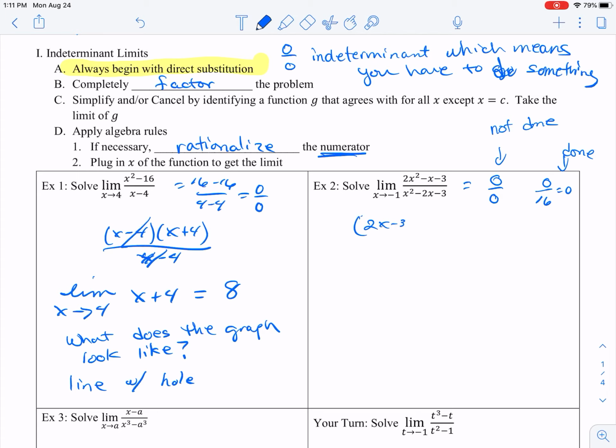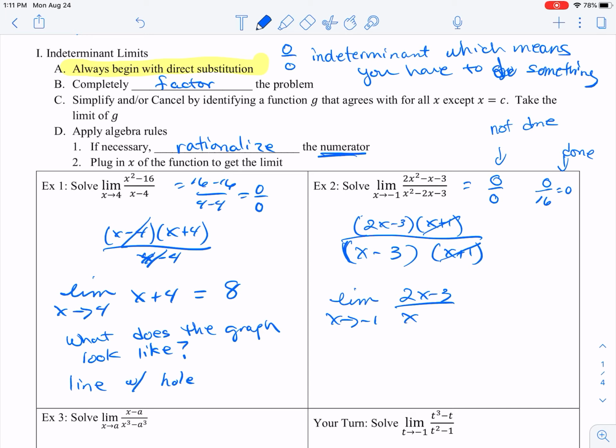2x minus 3, x plus 1, x minus 3, oops, x minus 3, x plus 1. Let's clean that up. That doesn't look very nice. You need to know how to factor and factor quickly. Practice, practice, practice. Okay? If you need practice, let me know. I'll get you some. All right, those cross out. I now have the limit as x goes to -1 of 2x minus 3 over x minus 3.